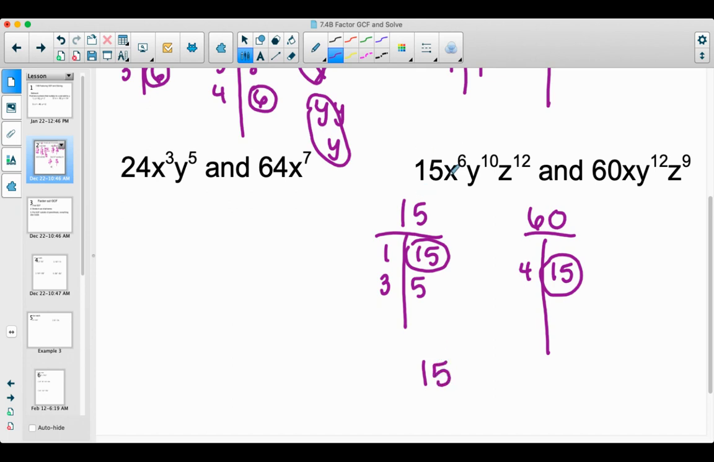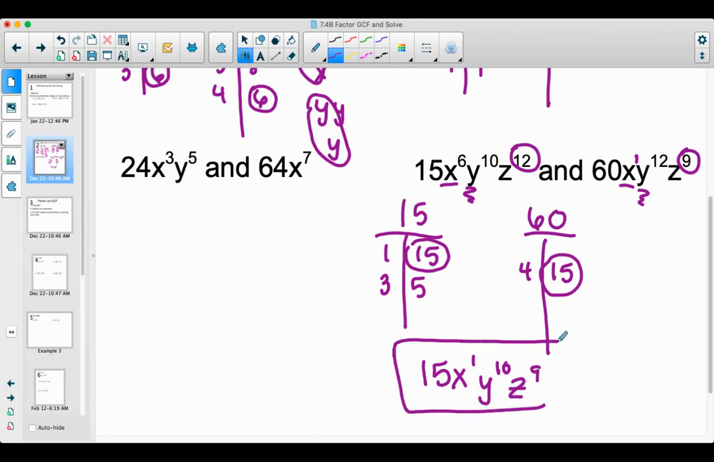And then we have an x to the sixth and an x to the first power. So since they both have an x, we're going to take that x to the first power. We have a y to the 10th and a y to the 12th. So 10 is smaller, so we're going to take y to the 10th. And then you have a z to the 12th and a z to the ninth. And z to the ninth is smaller, so you're going to take the z to the ninth. And that is your GCF.